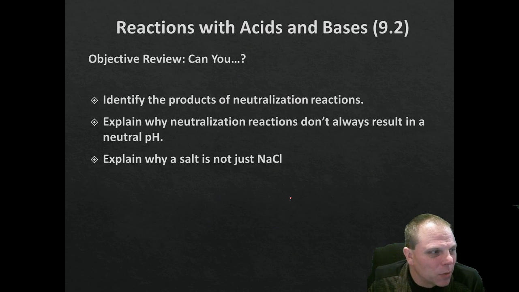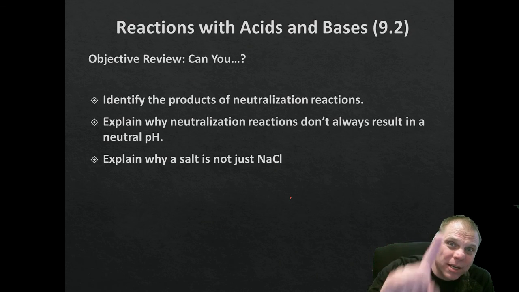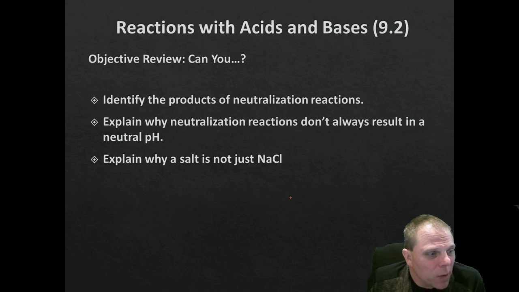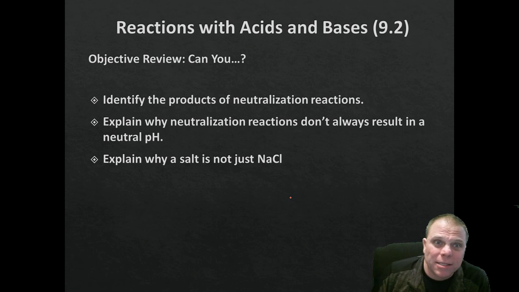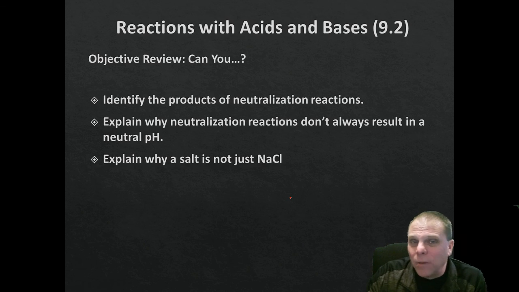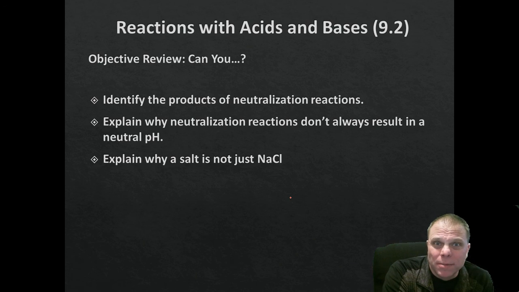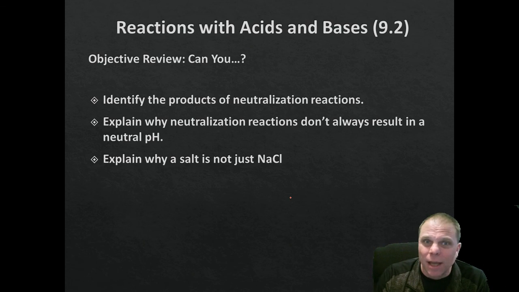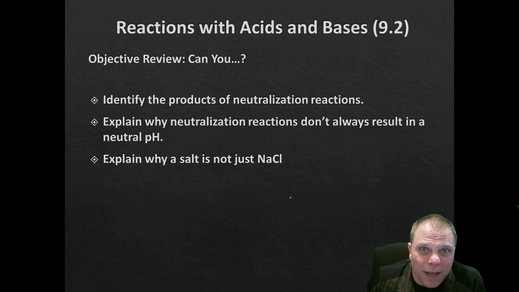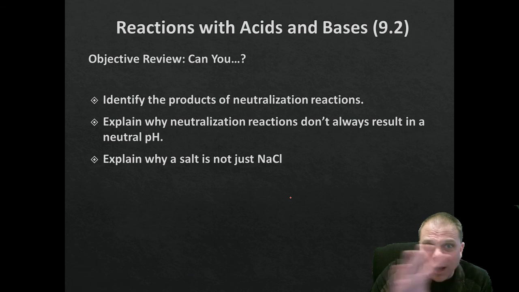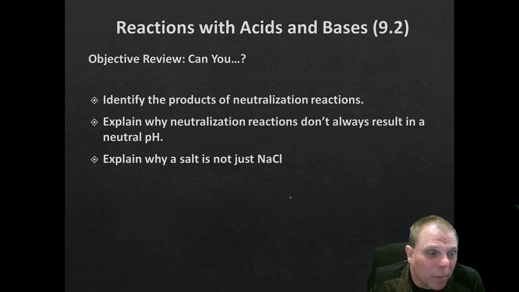It's crazy. All right, so what did we learn today? It's a pretty short lecture today. Can you identify the products of neutralization reaction? Again, usually a salt and a water, okay? Explain why neutralization reactions don't always result in a neutral pH, because you can have strong and weak together, and they're not going to balance out equally, right? Explain why a salt is not just sodium chloride. Well, we have lots of different salts because it's a cation of one substance and the anion of another substance coming together to form a new product, that's still going to be an ionic compound that's dissolved in water, but it is not just sodium chloride. Lots and lots of different types of salts.